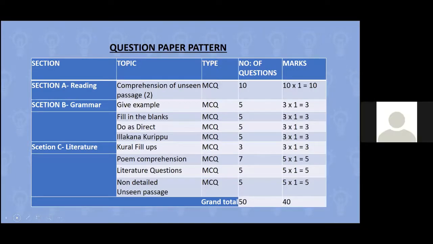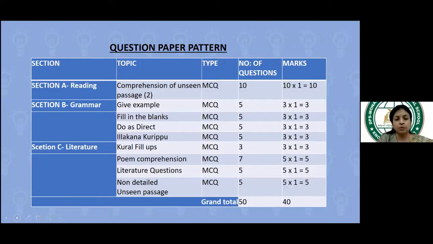Section C, literature, Kural fill-ups, MCQ, 3 questions, 3 marks. Poem comprehension, MCQ, 7 questions are given, but only 5 questions are required to be written. So there are 2 questions of internal choices for each topic. Literature questions, MCQ, 5 questions, 5 marks. Non-detail unseen passage, MCQ, 5 questions, 5 marks. So total 50 questions will be given. Only 40 questions are required to be attended and 10 questions are choices.